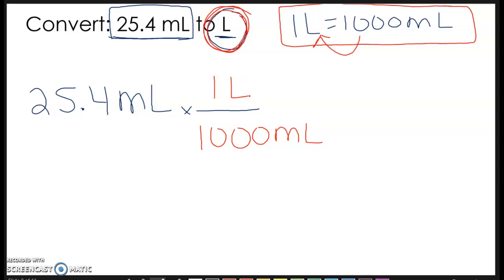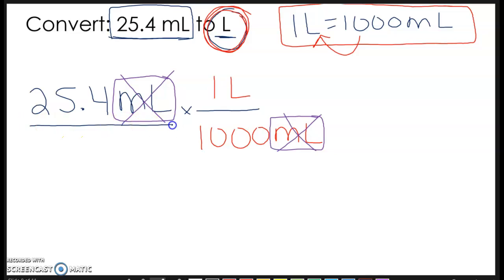Now, looking at my units, I've got milliliters here and milliliters down here. They cancel each other out. Boom. It's like they're gone, which is what I wanted, because I don't want the milliliter unit. I want the unit to be liter. And looking at it, what's left is liters. Now, for some people, you might want to write this over 1. It doesn't change anything, but that might help you see that they cancel out a little bit easier.